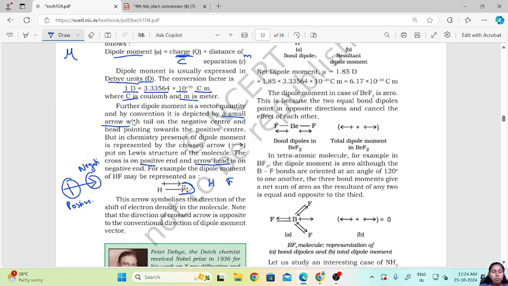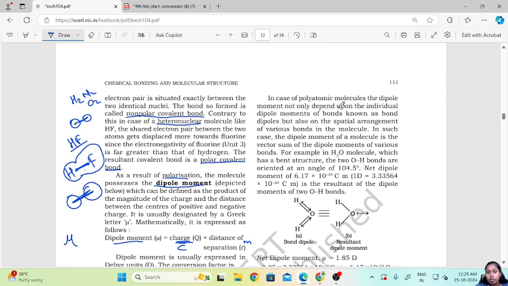This arrow symbolizes the direction of the shift of electron density in the molecule. What does this arrow symbolize? It symbolizes the shift of electrons, towards which atom the electron density is more, or more electrons are present. Here, towards fluorine the electrons are more. Note that the direction of the crossed arrow is opposite to the conventional direction of the dipole vector.